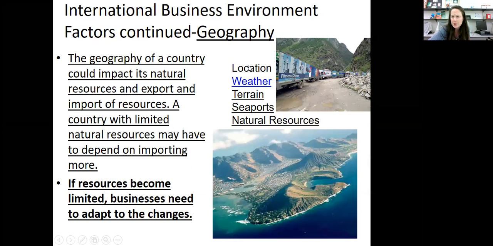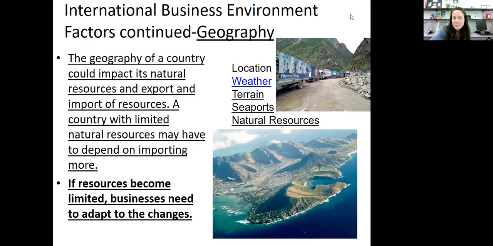Of course, location. Like Mexico is just south of the United States, so it's easy for us to trade with Mexico. Weather, we have all four seasons in the United States, so it enables us to grow a lot of different things, whereas countries that are in the middle of the ocean might get hit by a hurricane and destroy seaports and airports and destroy their crops.